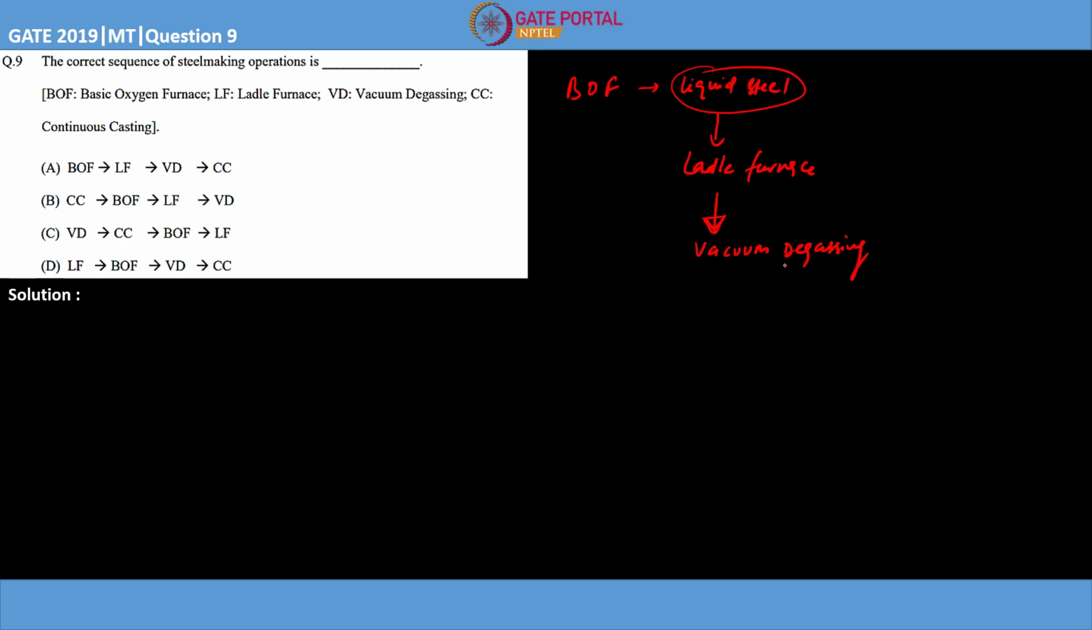Especially this vacuum degassing is important if you are producing a very low carbon or ultra low carbon steel, with carbon content, let's say, less than 30 ppm. In that case, this vacuum degassing is done. After you are done with the vacuum degassing, we go for the final process, which is casting, that too continuous casting.